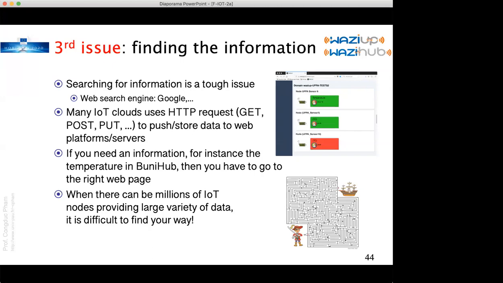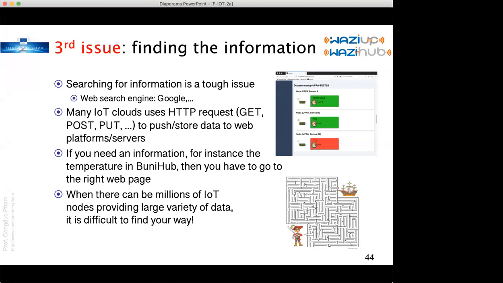So I started with wireless technologies, and then I moved on quickly to IoT hardware. Now it's more on the higher level. And the first thing I want to talk about is, how can we find information? Imagine we have millions or billions of IoT devices sending lots of information. How are you going to seek information in that kind of ecosystem?